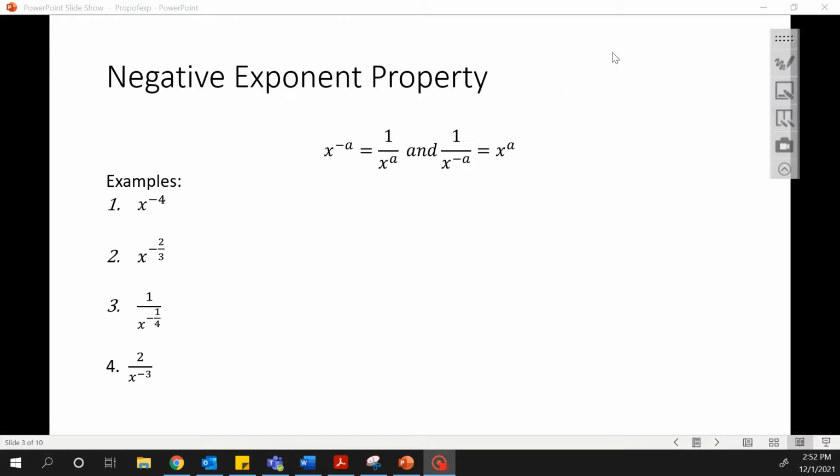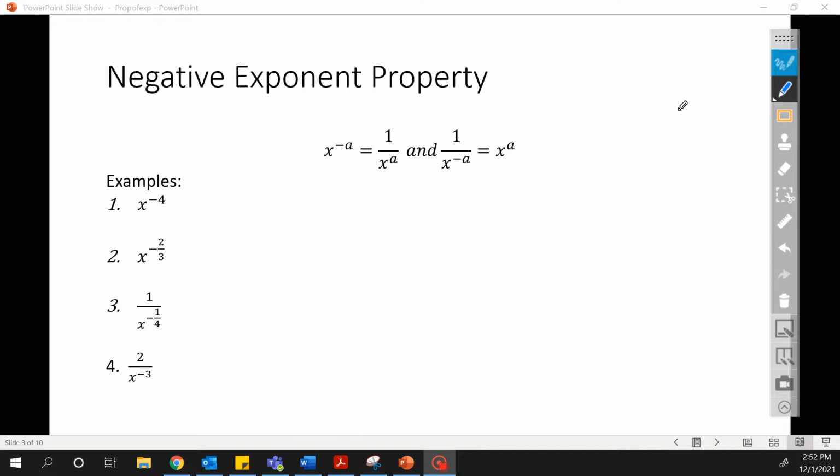The next property is the negative exponent property. If a variable or base, by the way, when we talk about something with an exponent, for example, a to the b, the a is called the base and the b is called the exponent. Okay, so every variable or every part of a term will have a base and it will have an exponent.